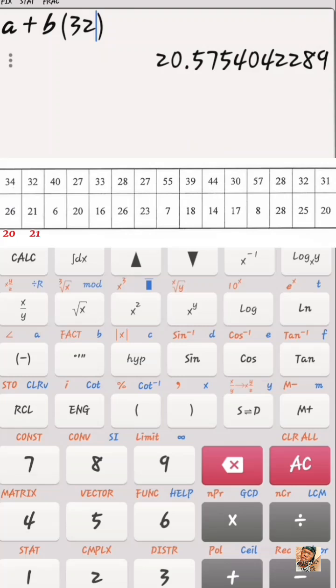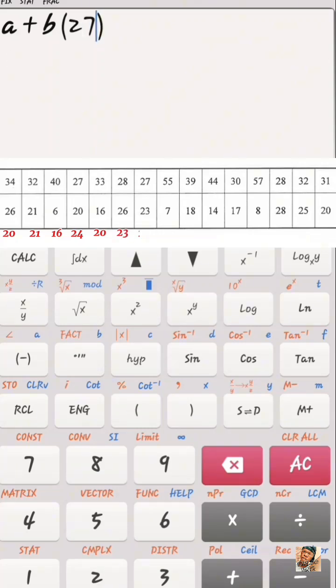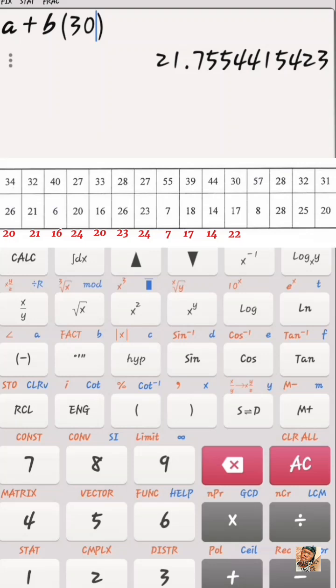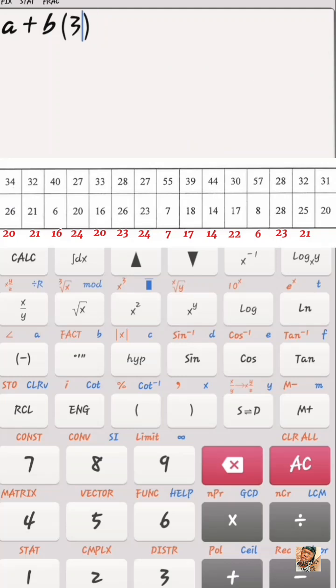So 32 goes with 21, and then 40 goes with 16, and then 27 goes with 24, and then 33 goes with 20, and then 28 goes with 23, and then 27 goes with 24, and then 55 goes with 7, and then 39 goes with 17, and 44 with 14, 30 with 22, 57 with 6, 28 with 23, 32 with 21, 31 with 22.